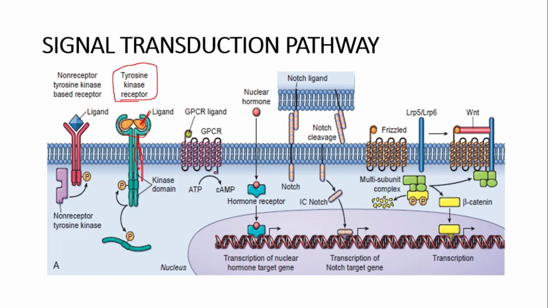Examples of these receptors are insulin receptors, epidermal growth factor receptors, and platelet derived growth factor receptors. Okay, so please remember all of these examples of the receptors. They can be asked in NEET PG. And mutations of tyrosine receptor are seen in CML and GIST.